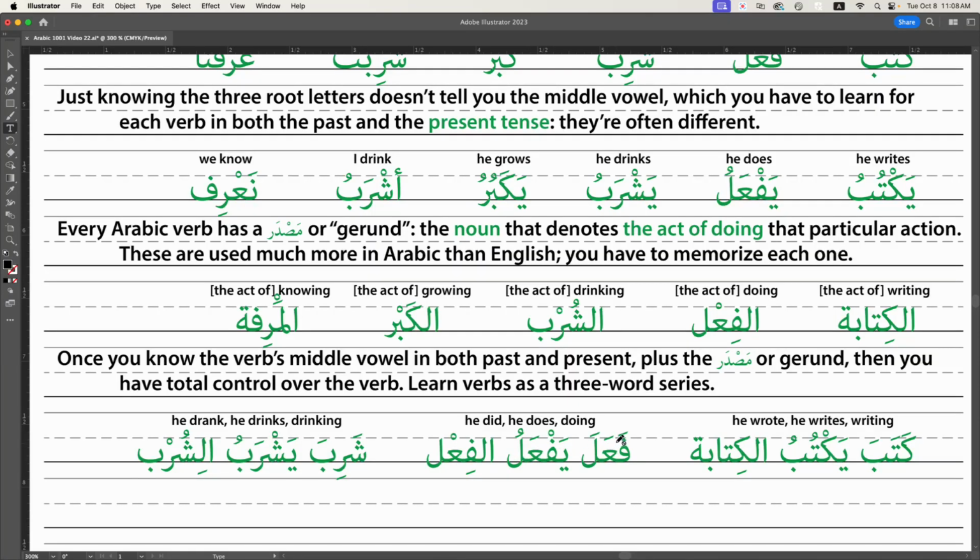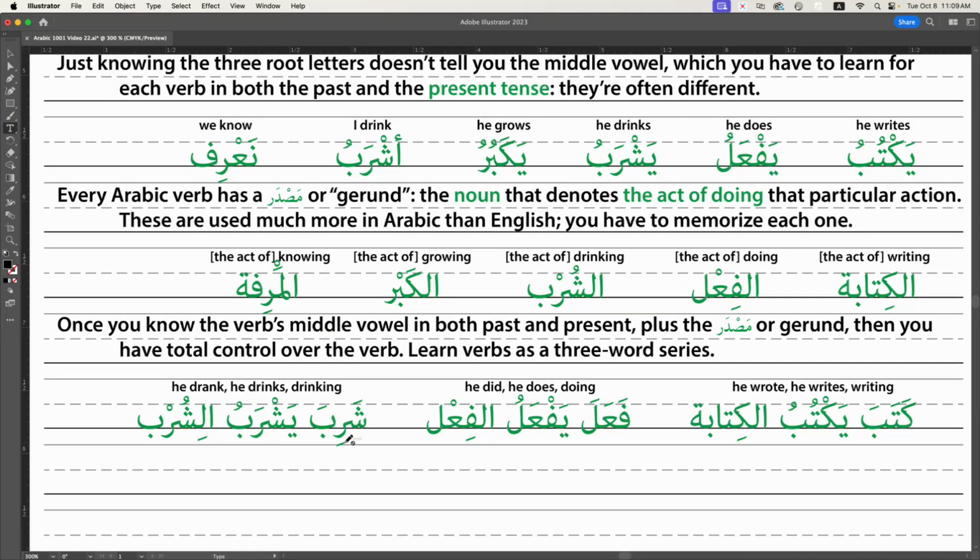You know this verb takes fatha in the past and present tenses, and here is the form of its masdar. Shariba, yashrabu, ashurb, he drank, he drinks, the act of drinking. It uses kasra on its middle letter in the past tense, fatha in the present tense, and here is the form of its masdar. These are all the things you cannot predict from just knowing the 3 root letters.